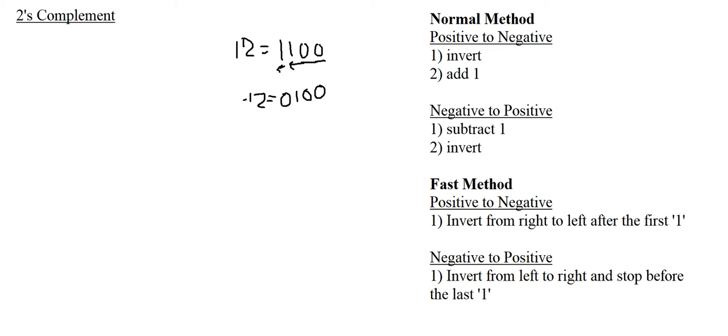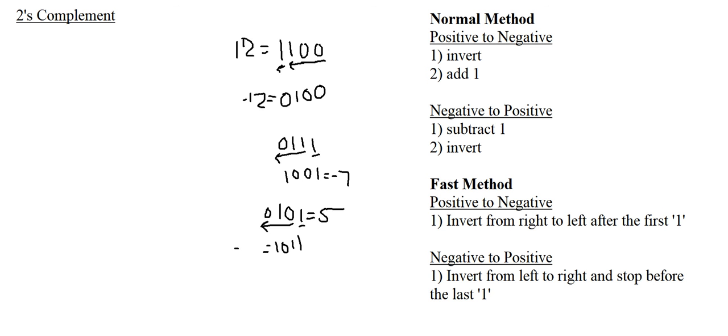And then say we do 7. 0, 1, 1, 1. We hit that first 1, we leave it alone, and invert everything afterwards. And now we got negative 7. We can do it with 5 too. Okay, so we hit that first 1, invert everything after it. So 1, 1, 0, 1. Now going from negative to positive, we're going to go from left to right and stop before the last 1.